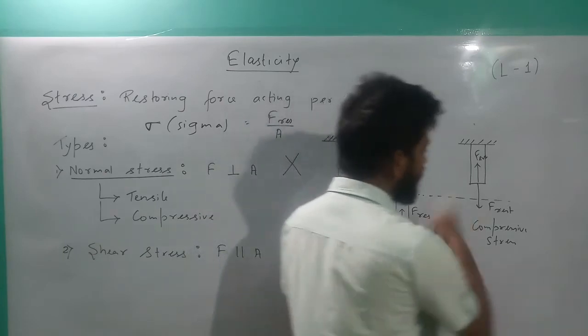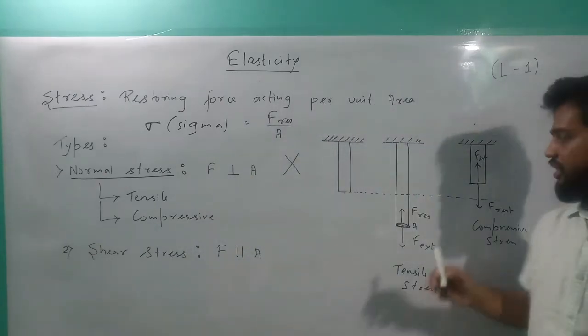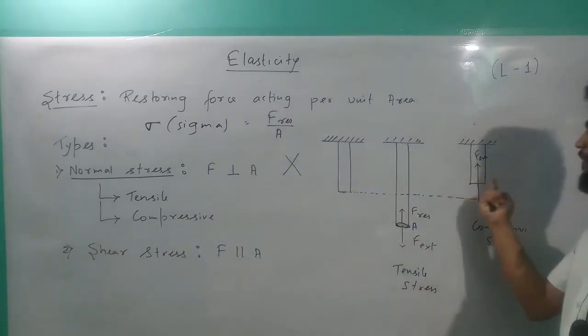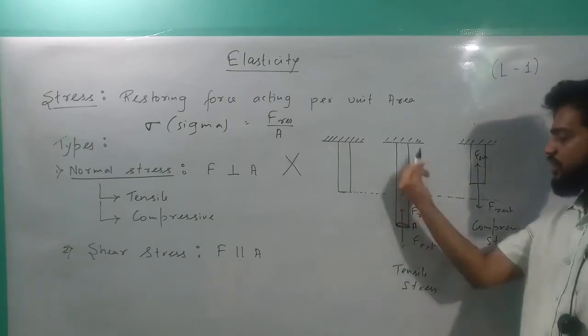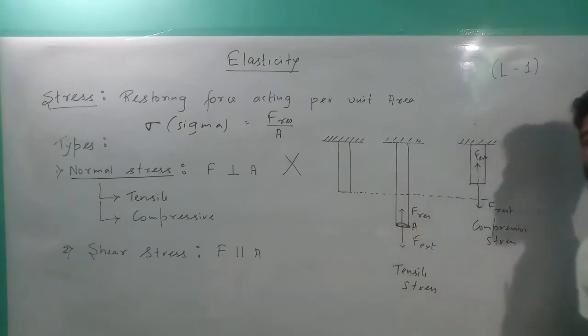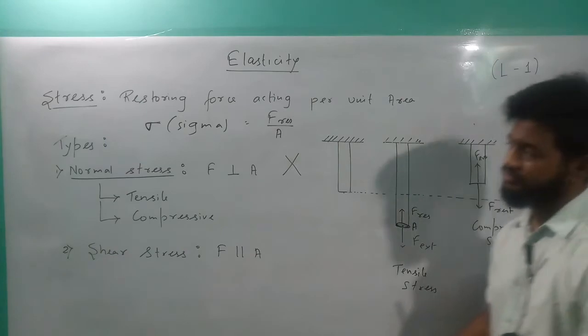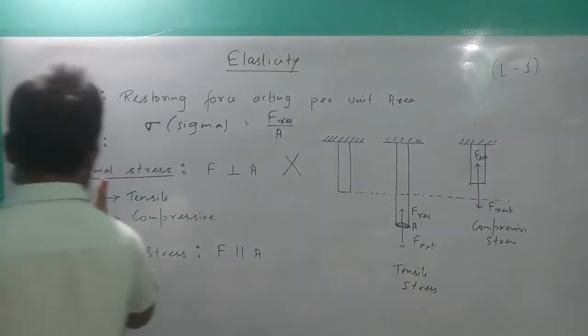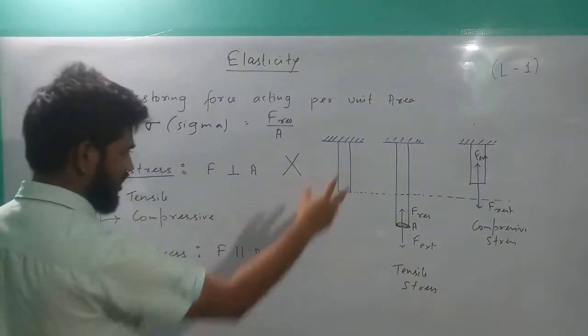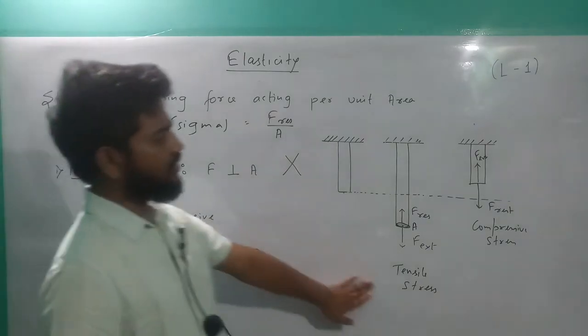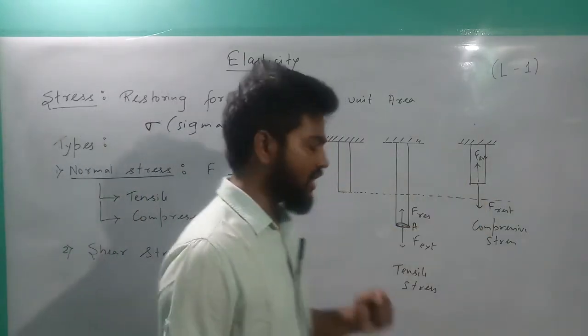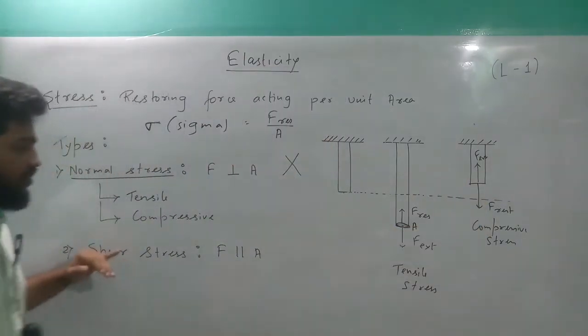So in both the cases, the restoring force is acting perpendicular to the area of cross section. Therefore, normal stress has two types, tensile and compressive, which are explained here. This is for tensile, this is for compressive. Kindly draw respective diagrams. Next is shear stress.